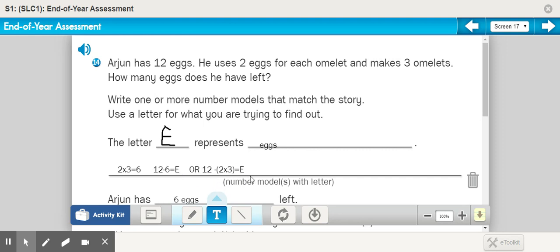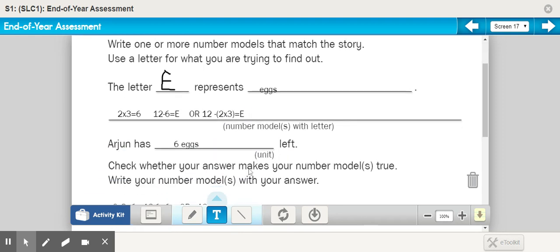Now, as we get more comfortable with order of operations, we could combine the 2 number models or 2 equations. And we could say 12, which is our total, minus, and in parentheses, 2 times 3 equals E. And so if I solve this, I would first do 2 times 3, and that would get me 6, and then 12 minus 6 equals the number of eggs left. So when I solve that, Arjun has 6 eggs left, and again, I use my units.